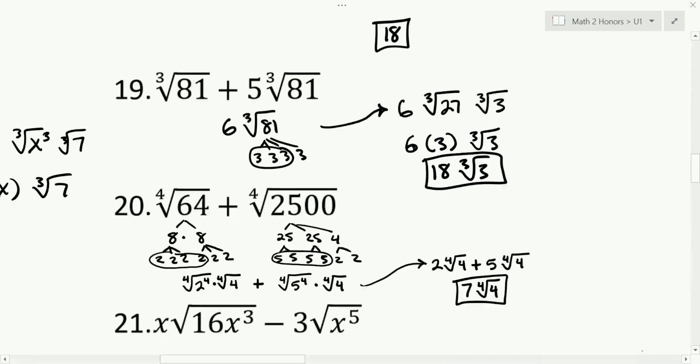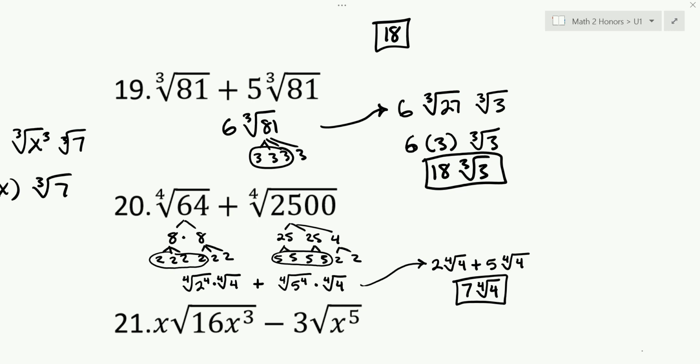Seven fourth root 4. When I broke down the 64, I got 6 2s. You should have gotten 6 2s. 4 of them I was able to get rid of because it's a 4th root, and that's how I got my 2 out front, and then 2 of them were left underneath. So that gave me the 4th root of 4.